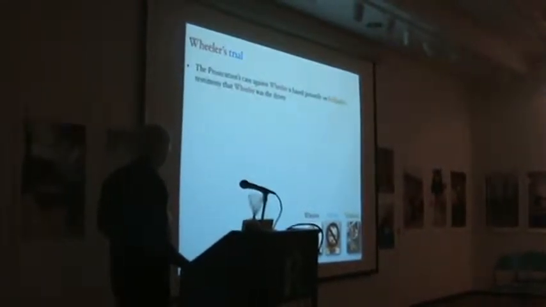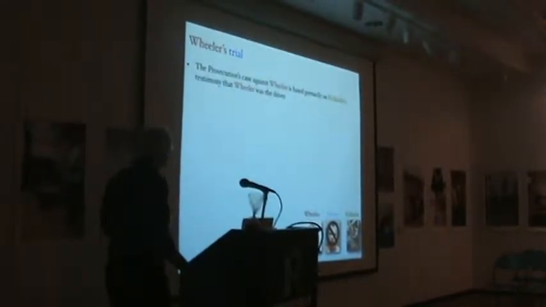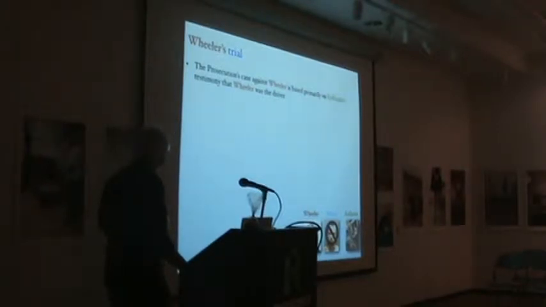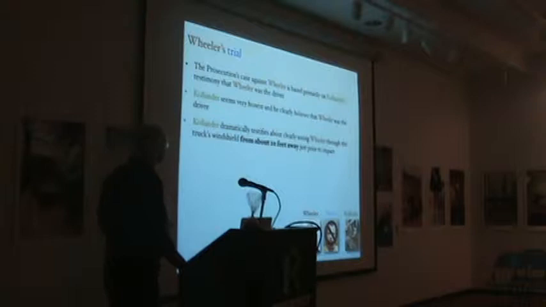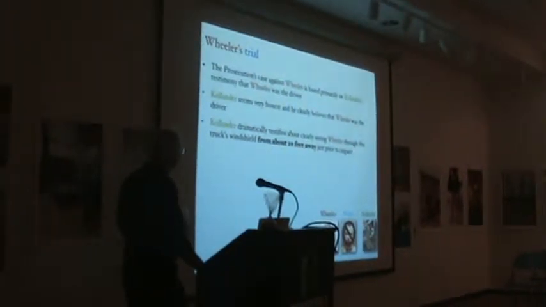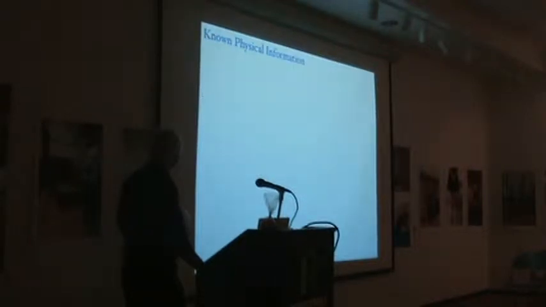At Wheeler's trial, the prosecution's case was based primarily on Collander's testimony that it was Wheeler who was the driver. He said at trial pretty much the same thing that I just read to you. He seemed, as I said, very honest and clearly believes that Wheeler was the driver. He dramatically testified about clearly seeing Wheeler through the truck's windshield from about 10 feet away, just prior to impact.